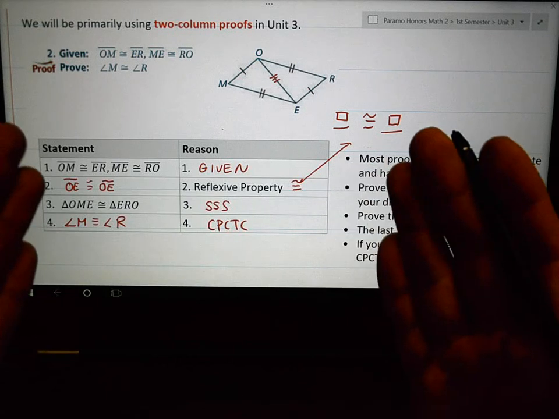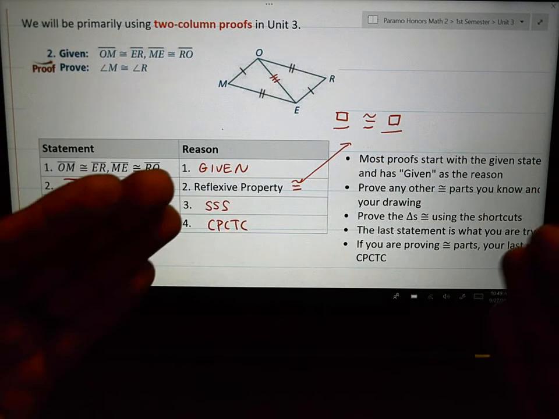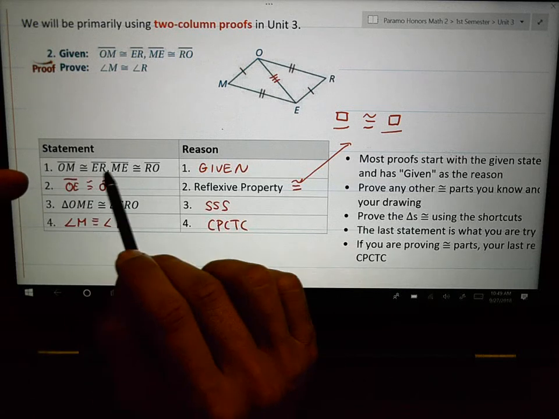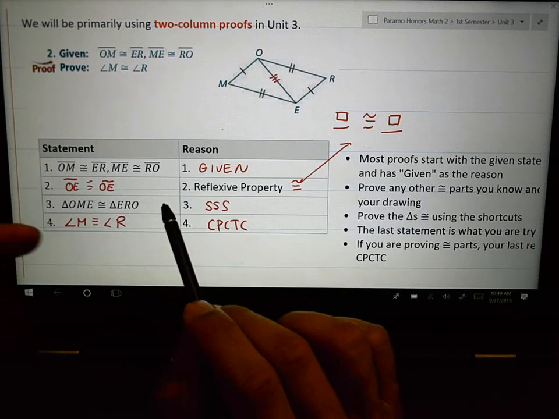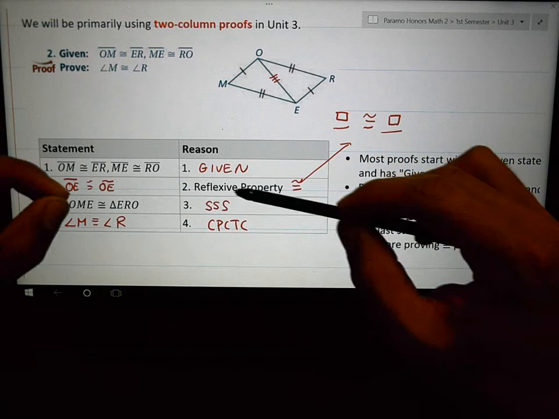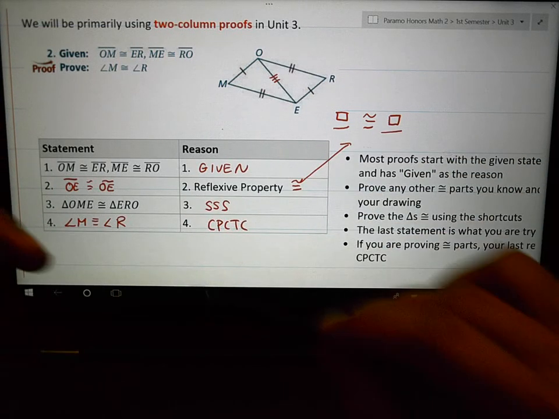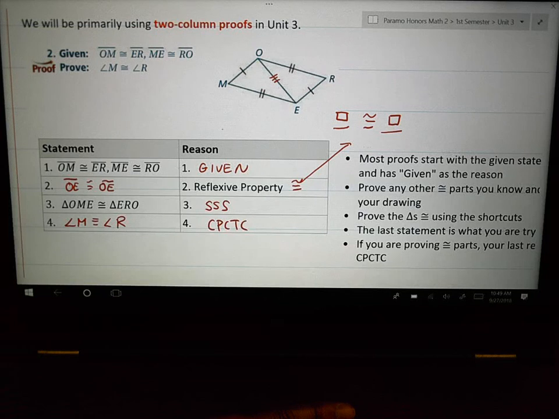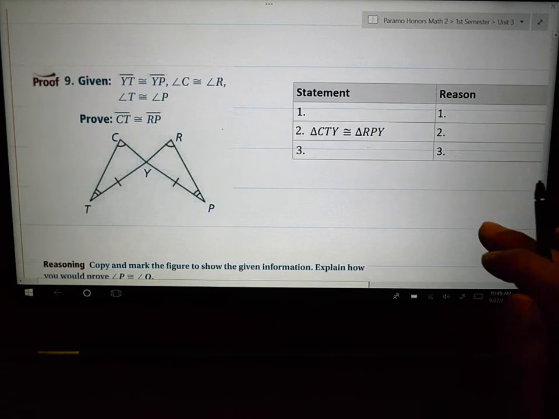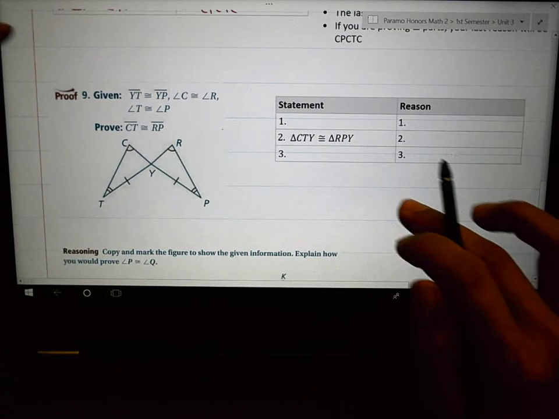It's logical. The hard part for your parents was, well, they give you this. How do you know what to do next? You basically are building something that's going to prove the triangles are congruent, and then you can say that their parts also have to be the same. Okay? Let's do another example. We'll do a little bit more this time. This is number 9.